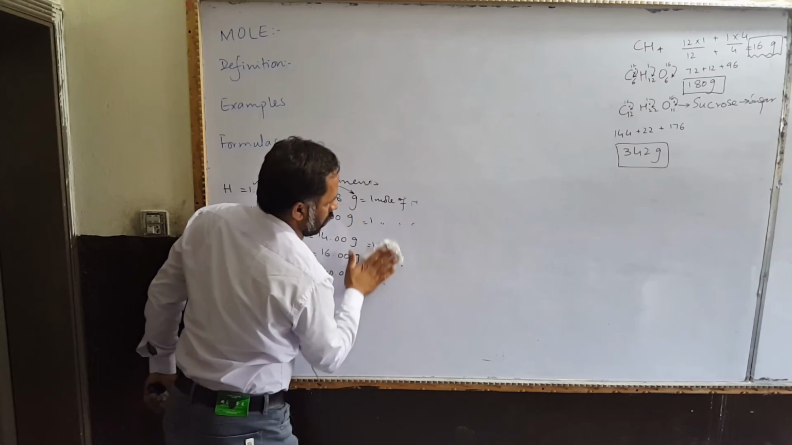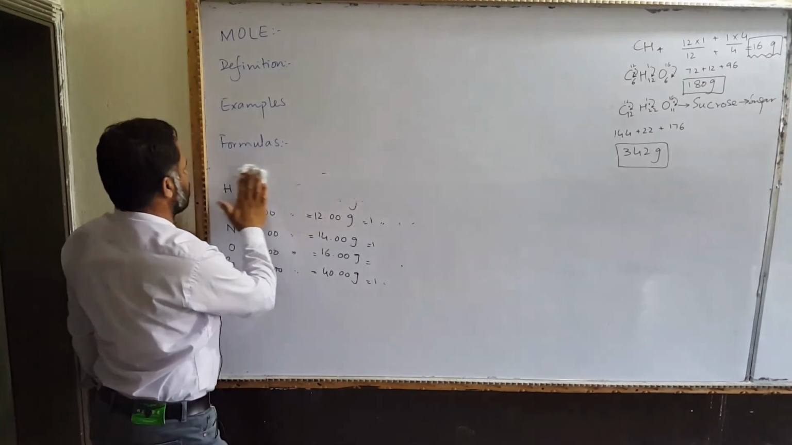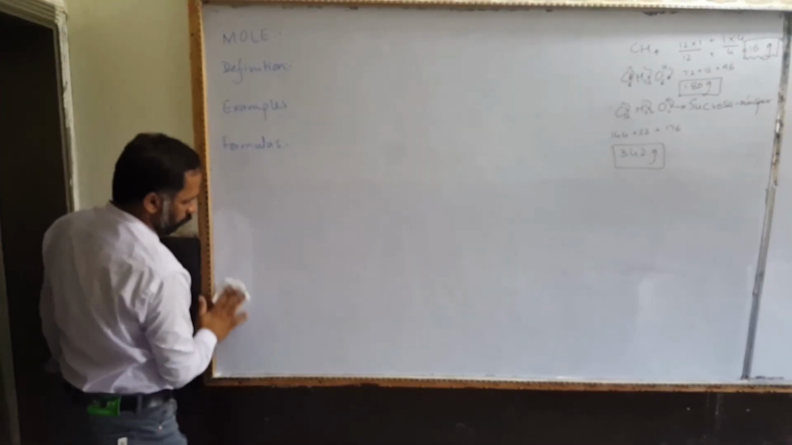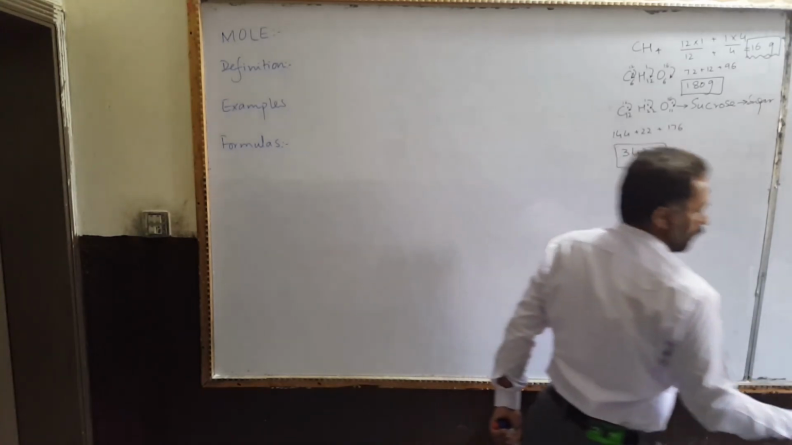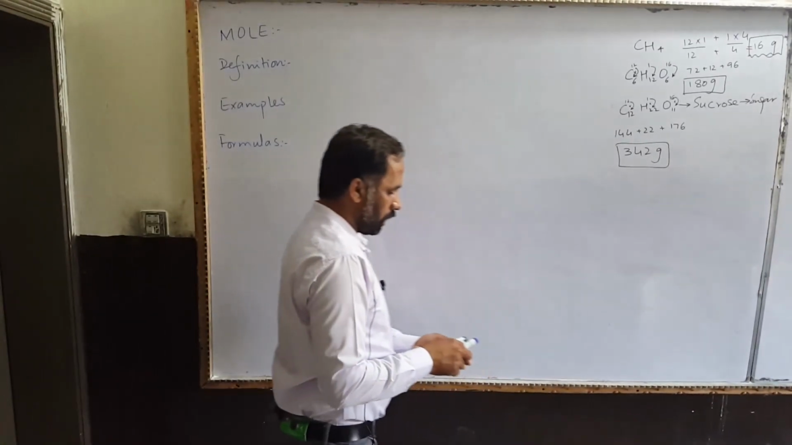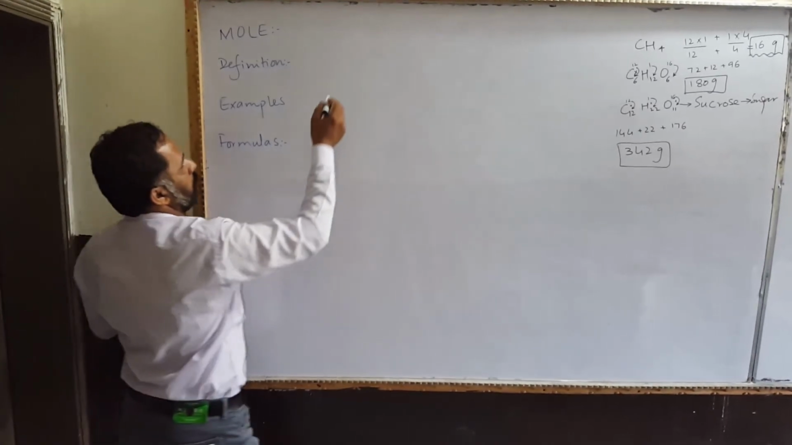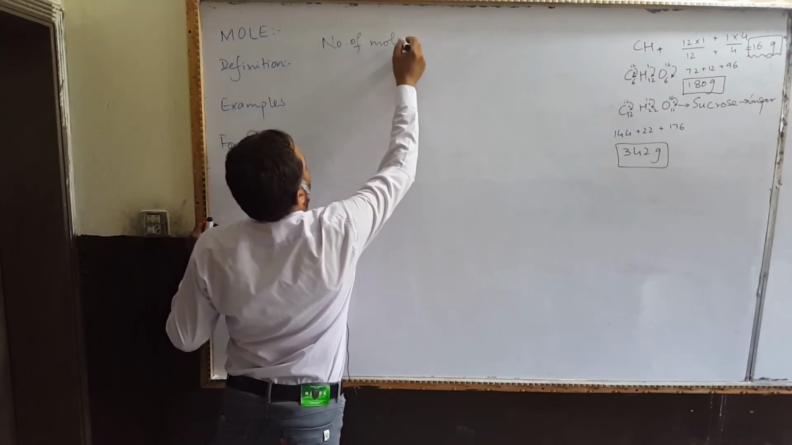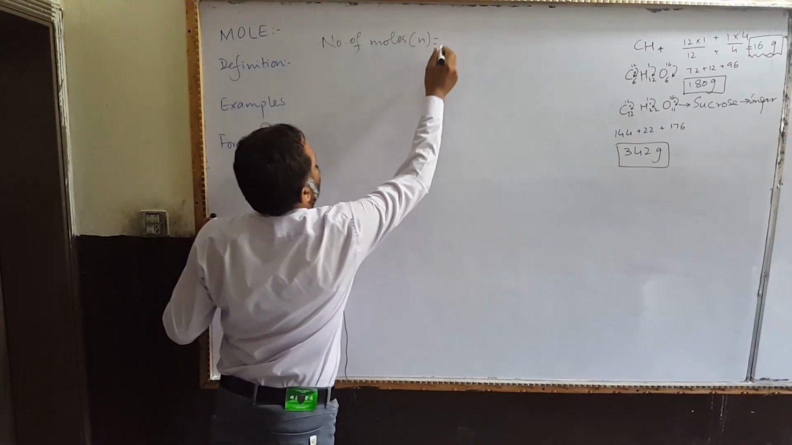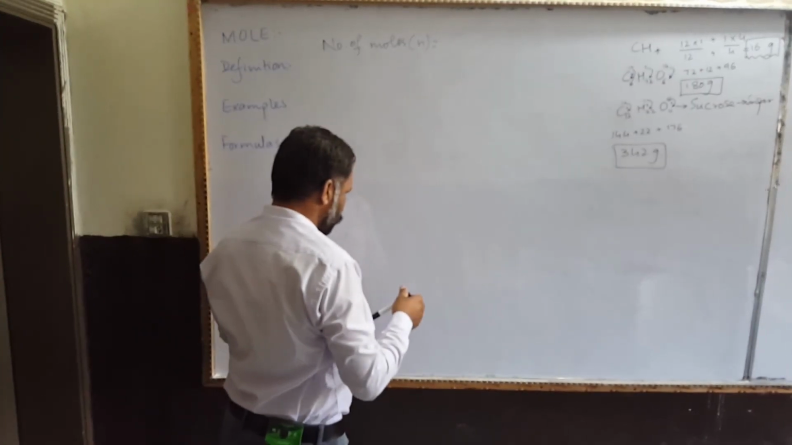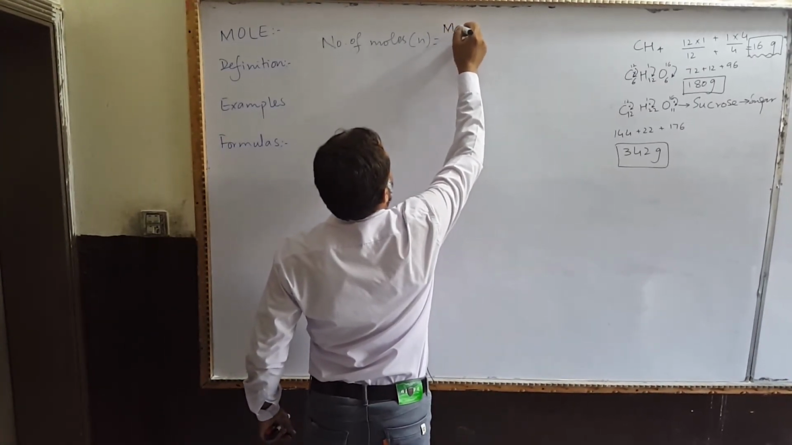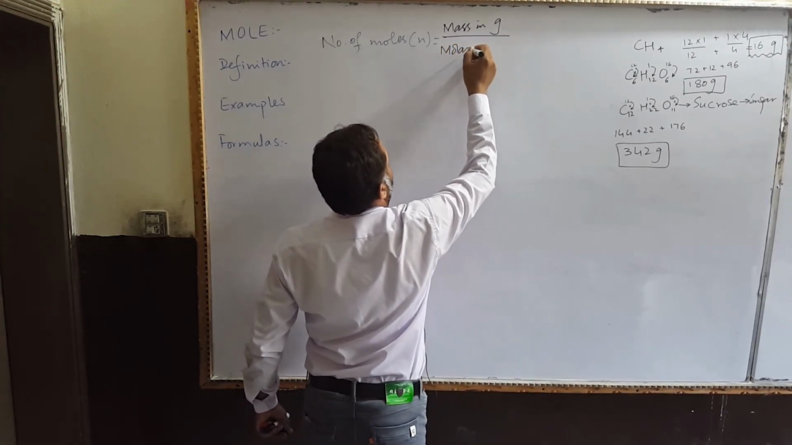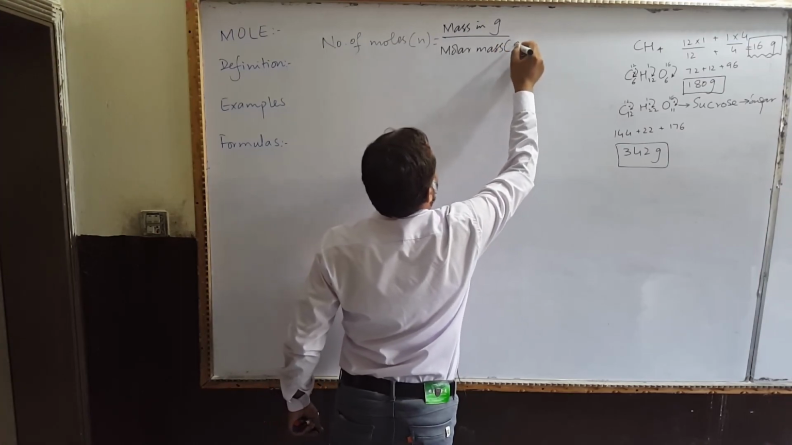Our next topic is how to calculate the number of moles of a given substance from the different quantities, either from the number of atoms, mass number, given mass in gram, or from the volume. There are three different formulas used for this purpose. The first one is number of moles, n, is equal to mass in gram over molar mass. The unit of molar mass is gram per mole.